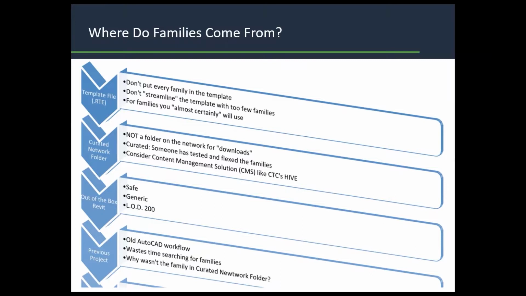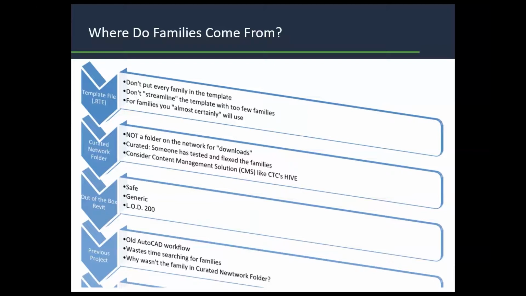So the third step down, and a lot of people are surprised to see out of the box Revit content this high in the list. The reason that it's this high in the list is that it's safe to use. Autodesk is not in the business of assuming liability for messing up your project, but it is generic, and it is a low level of development. So typically it's going to be around the 200 mark for LOD. So if you need something that's more detailed than that, you're out of luck with out of the box Revit content.